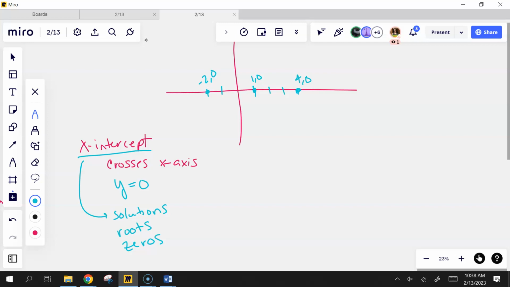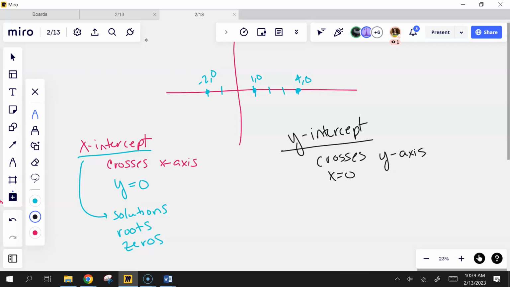All right, same concept here. What's a y-intercept? It crosses the y-axis. Again, that is graphically. What algebraically happens at y-intercepts? X equals 0. You're exactly right. So if I have an equation and I need to find the y-intercept, I could just plug in a 0 for x, solve it for y, and I would have my y-intercept. Everybody good? Sure. All right.